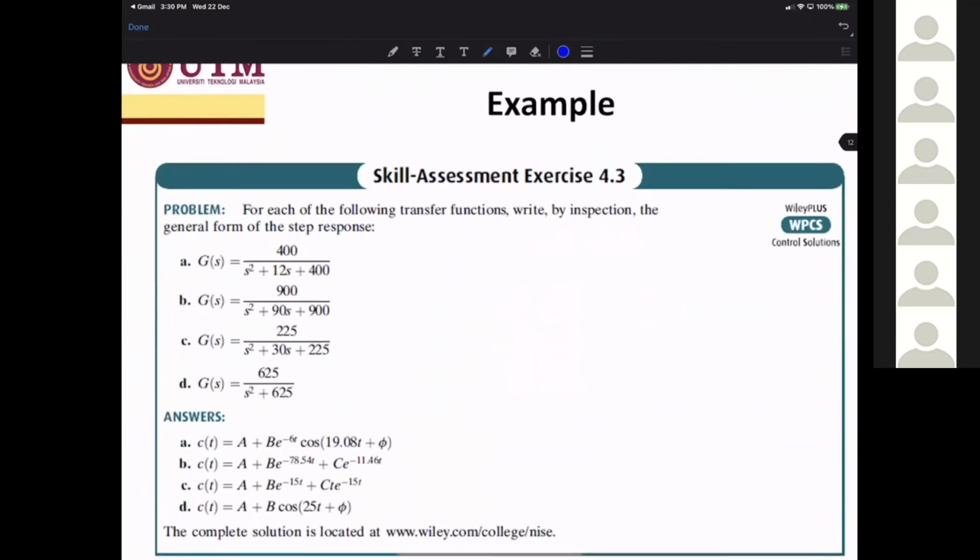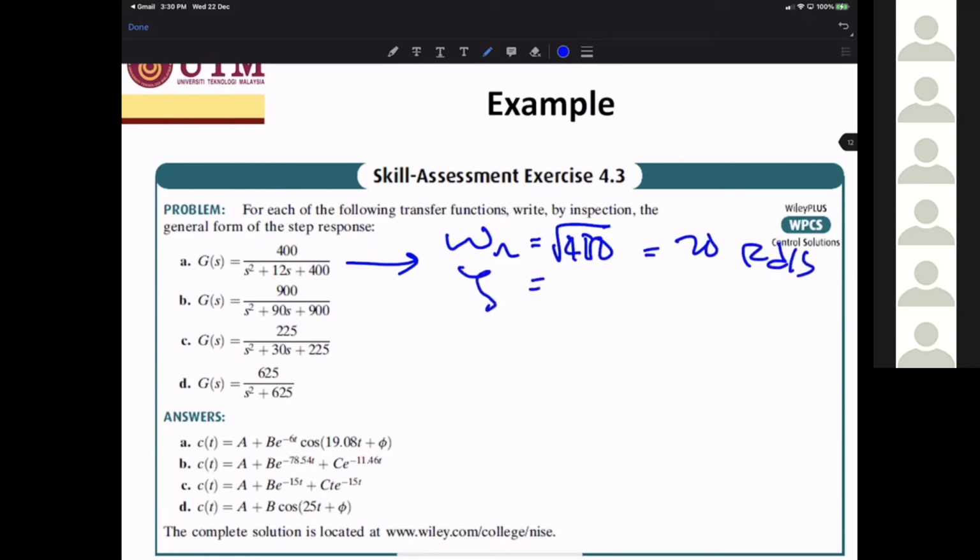Yang ini Aisyah Soleha. Yes, Prof. Omega n 20 radian per second. Zeta 0.3. Category? Under damped.